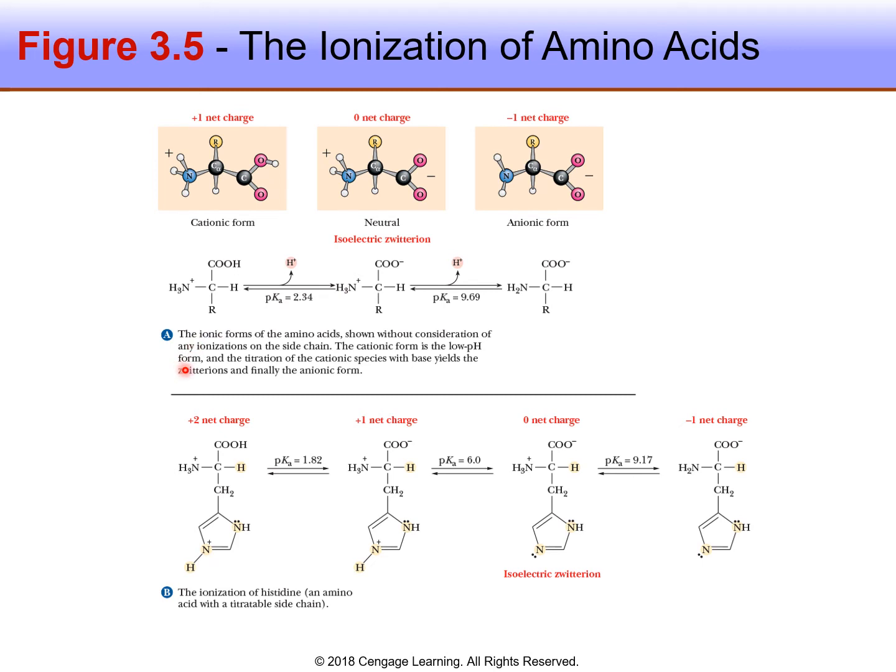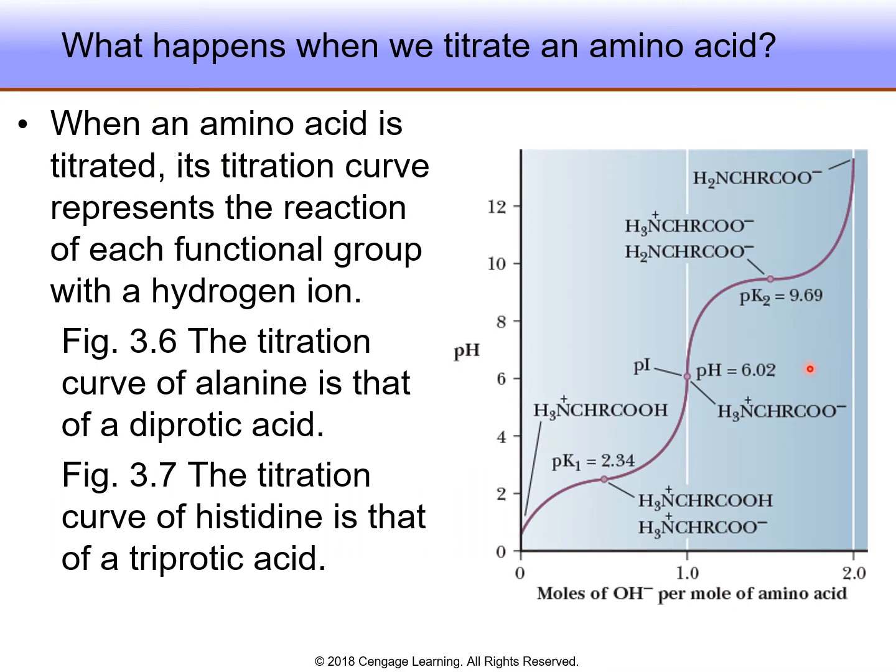So as you can see here, we have three species, or three forms. Form 1, the cationic form, predominates at a pH lower than 2.34, and form 2 predominates at a pH higher than 2.34 and lower than 9.69, and the anionic form predominates at a pH higher than 9.69. Now, if you construct a titration curve for this, you will get the following titration curve.